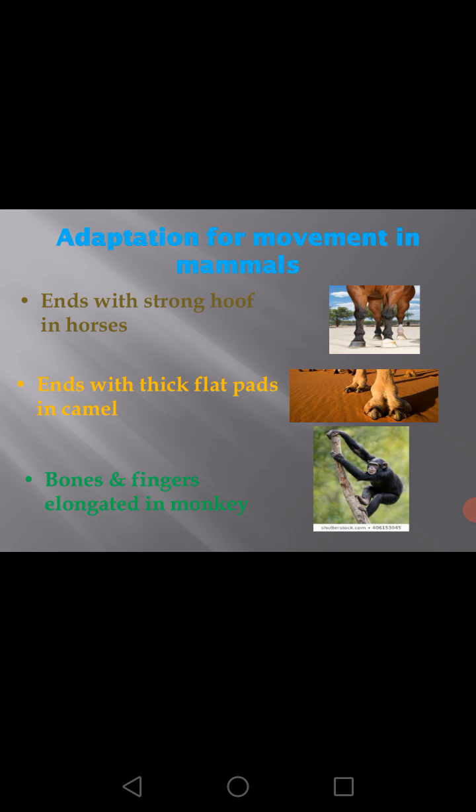In the horse, it ends with a strong hoof. Why? In order to walk on rocky soil. But in the case of the camel, it slims into thick, flat pads. Why? To be able to walk on hot desert sand. The monkey's limbs, bones and fingers are elongated. Why? To be able to catch things and climb trees.